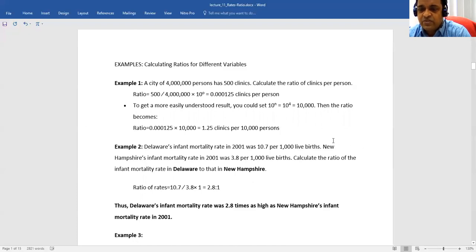We can find the ratio of doctors over the total population, which is an important measure for the development of a country. Which country is more developed or least developed? We can find the number of doctors over the total population, or the number of hospital beds over the total population. This is one of the measures of poverty, or of health availability in a country.